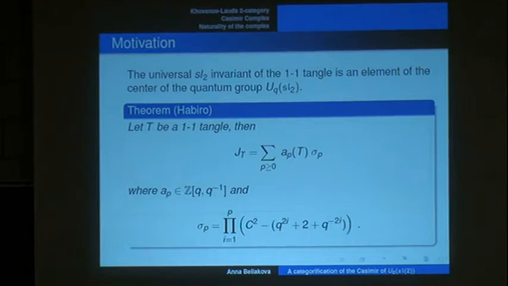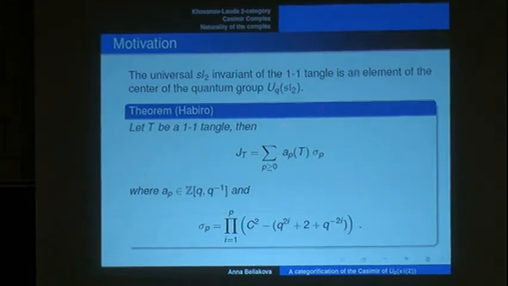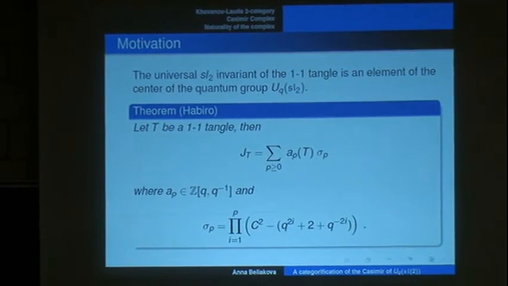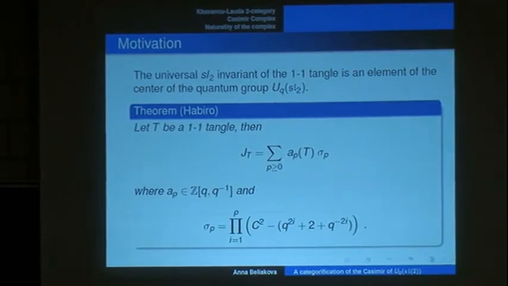So you can also generalize this for the n by n tangle. The only difference is that we will end up in the nth tensor power of this UQSL2. And for the moment, what Aaron was telling you is that we are only able to categorify the algebra structure of UQSL2, not the Hopf algebra structure. Therefore, I restricted in this example to the case of one-one tangles. And moreover, this expression is very interesting if you look at it from the perspective of categorifying three-manifold invariants.